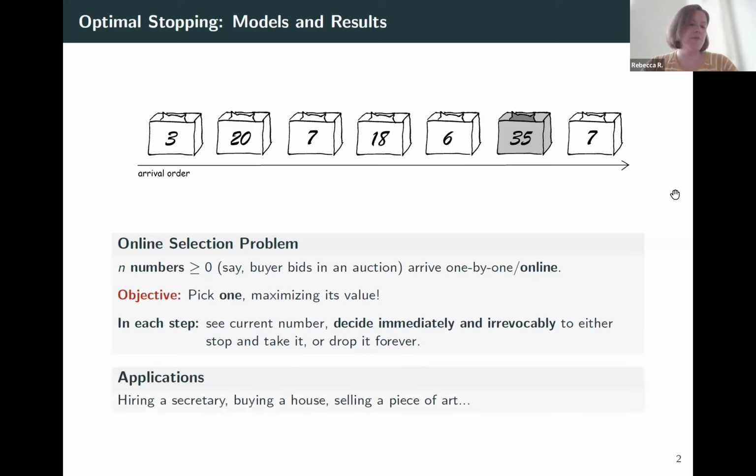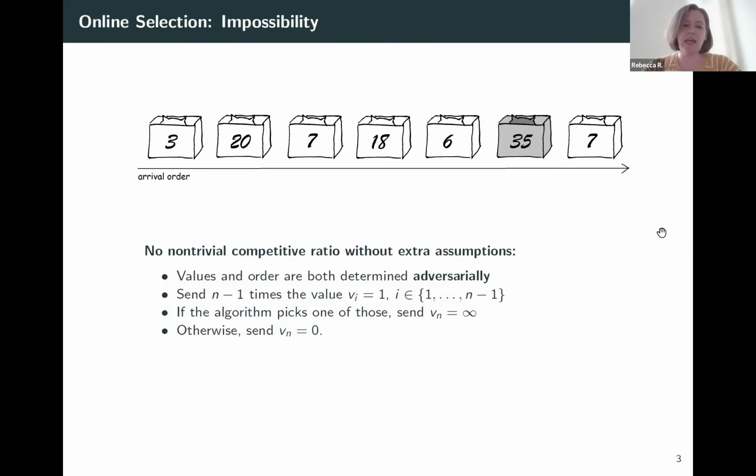And there is, of course, a myriad of applications, like the famous one of hiring a secretary, or if you want to buy a house, or sell a piece of art. It happens very often that people don't actually wait for you to make your decisions after you've seen them all, but they will go away and opportunities pass. So this is the type of setting.